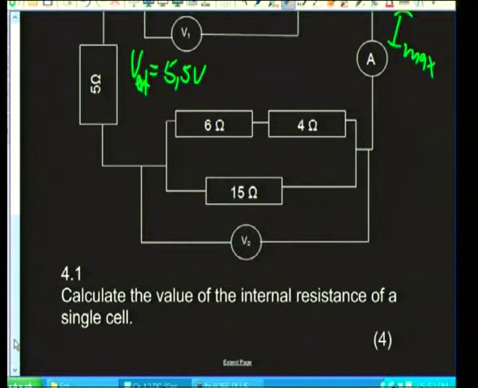So now it says to us, calculate the value of the internal resistance of a single cell. Guys, we need to have our wits about us here. We need to make sure that we've got all the information sorted out. We need to know the difference between potential difference in an external circuit and that thing called EMF. As soon as they mention internal resistance, you know you've got to deal with EMF. So let's see how we can calculate EMF.